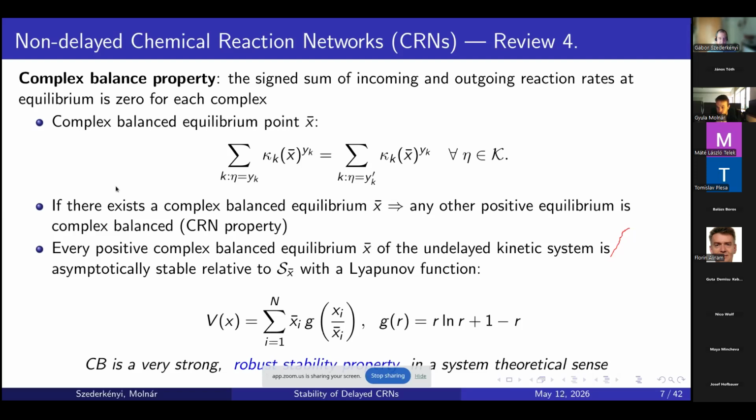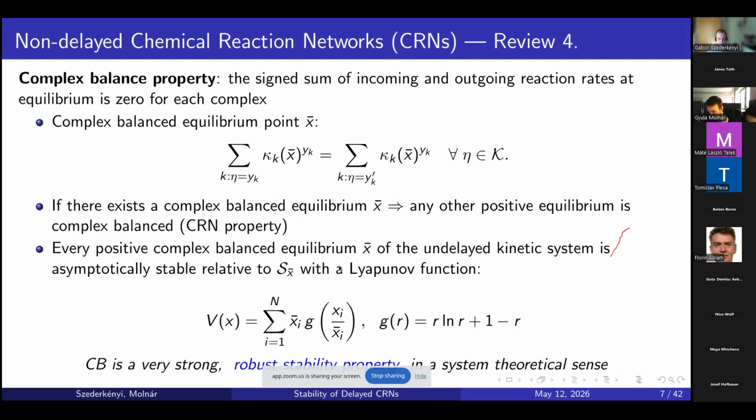In many cases, if there exists a complex balanced equilibrium, then any other positive equilibrium is complex balanced. We can give not very nice kinetics. I think there is an example in the 1972 Horn paper where this is not true. But in the cases that we are studying, this is always true.